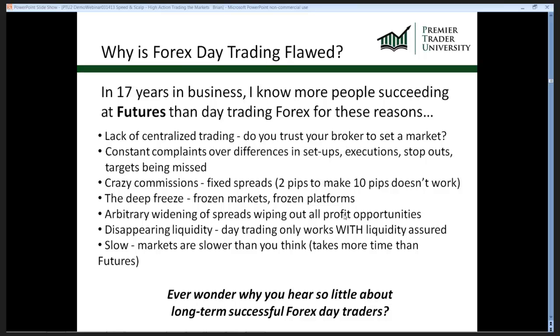So the point I'm trying to make here is every broker can make a price point wherever they want in their price ladder. Okay? It's not centralized. So there's constant complaints over the difference in these setups and executions, stop-outs, targets being missed. We get emails all the time on our system saying, we never reached this target objective, or we were taken out of this trade and you weren't, and that's the reason.